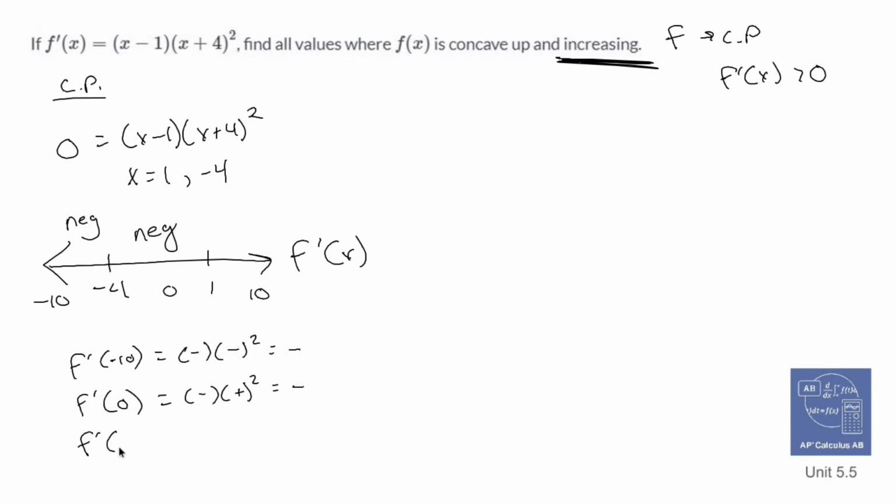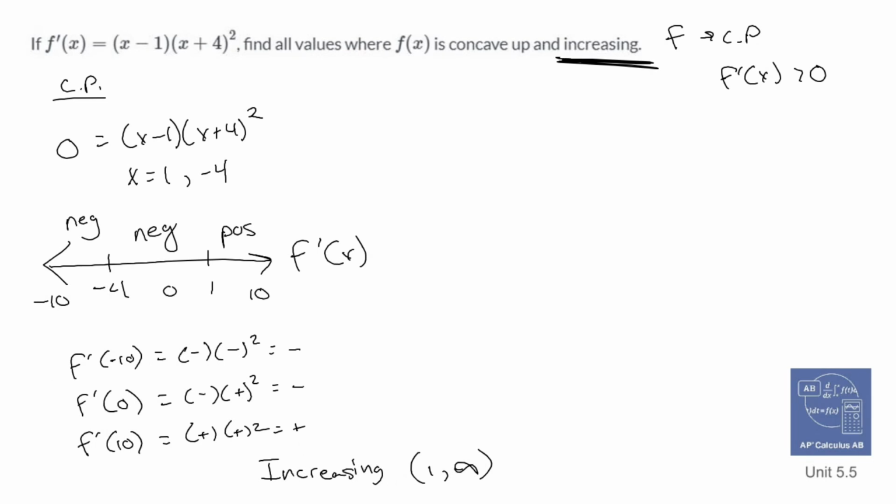So let's plug in 10. That's 10 minus 1, which is positive, 10 plus 4, which is positive, squared, positives all around. So you are finally increasing. So this is increasing on the interval 1 to infinity.